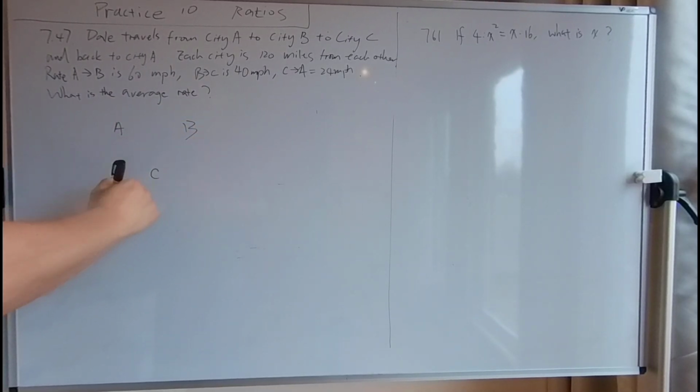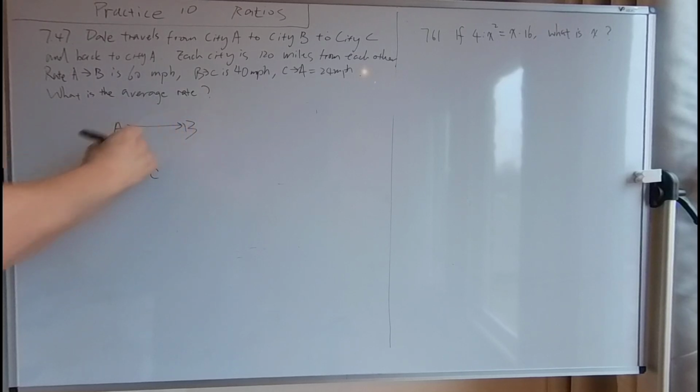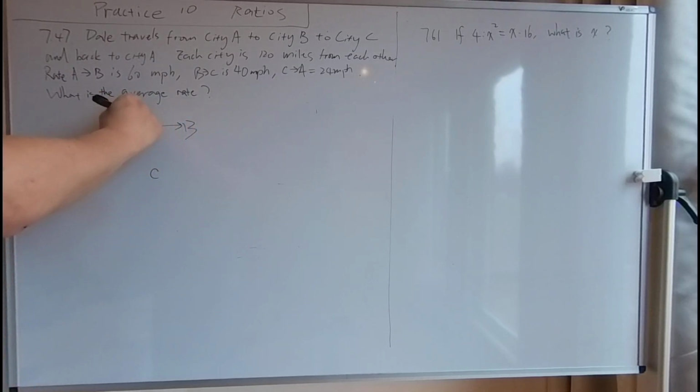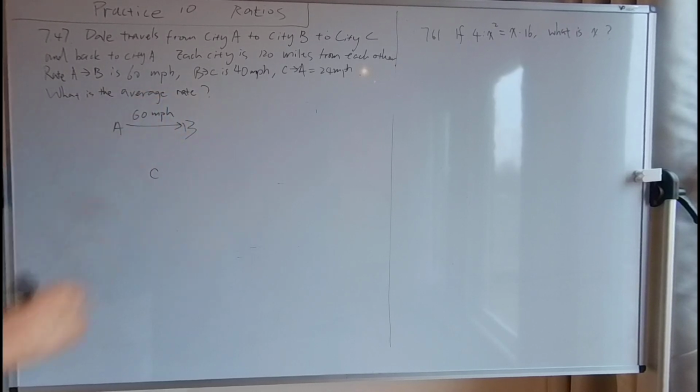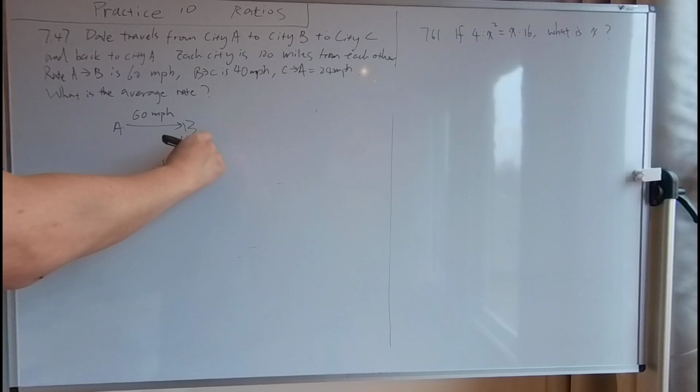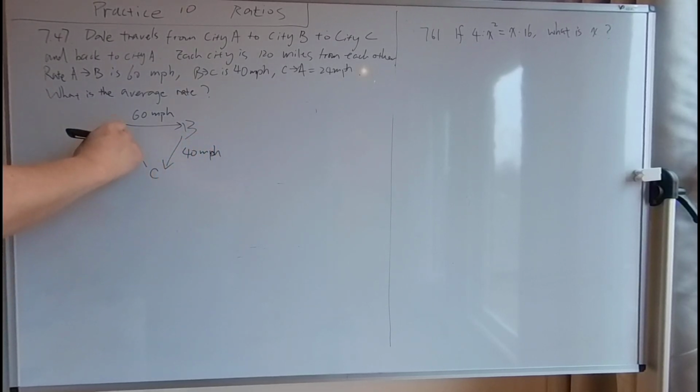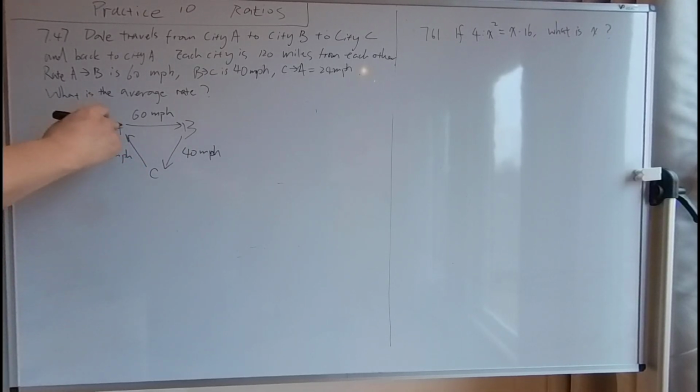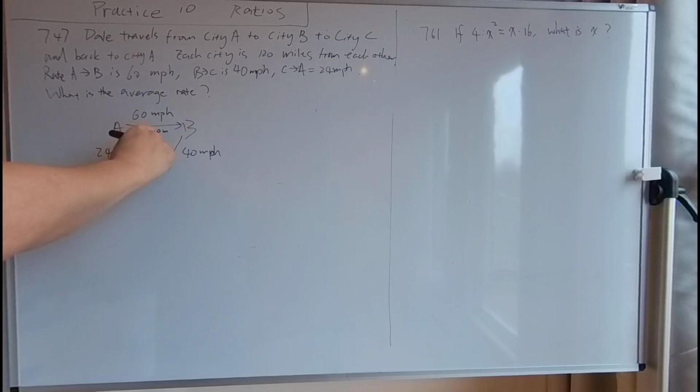If we have 3 cities, first traveling from A to B, the speed is 60 miles per hour. Then B to C is 40 miles per hour. And then C back to A is 24 miles per hour. So I traveled 3 segments of equal distance, 120 miles each, under 3 different speeds. So what is my average?